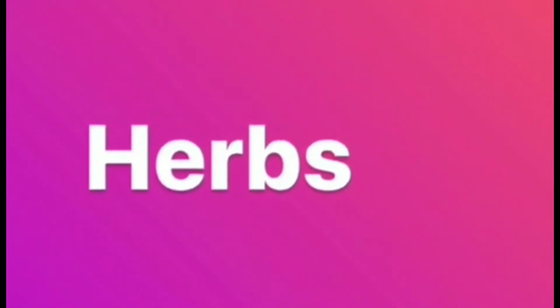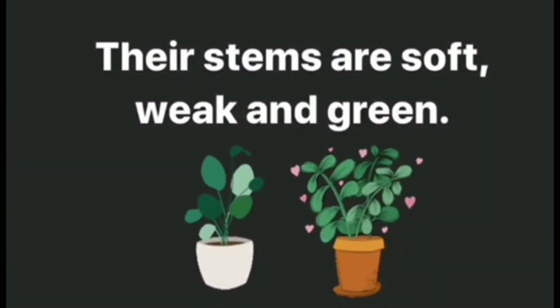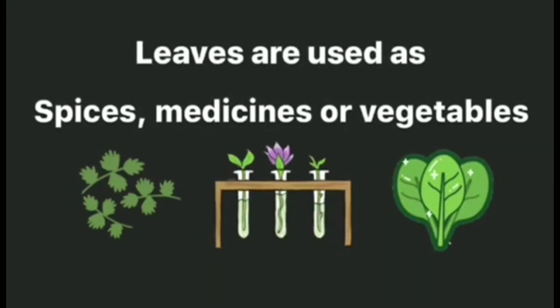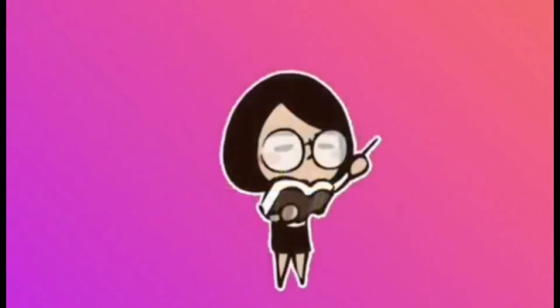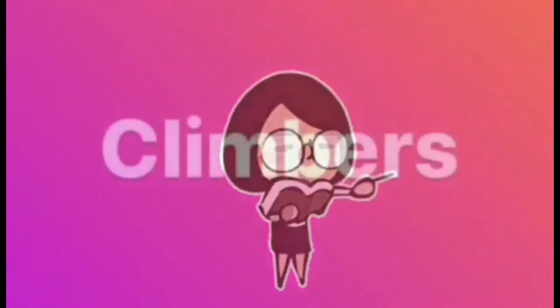Smaller than shrubs are the herbs. Their stems are mostly soft, weak and green. They do not grow very tall. The leaves of herbs are used as spices, medicines or vegetables. For example, spinach. So, next time when your mom makes spinach, don't make faces. Eat it because it is very healthy.